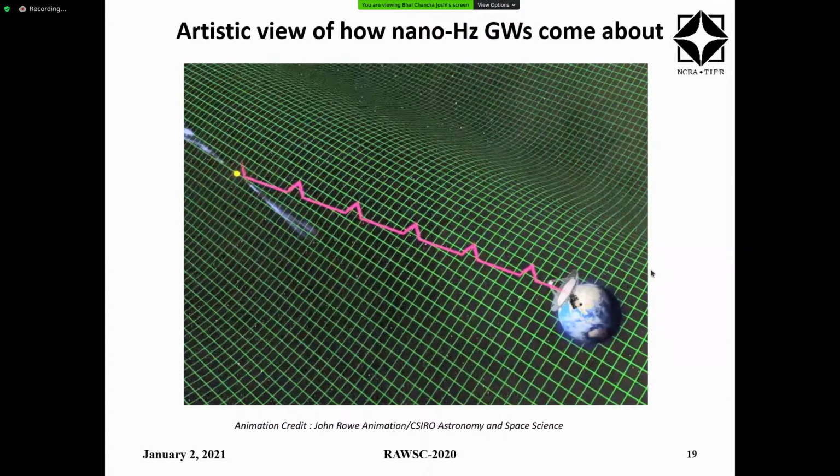And the hope is that by monitoring about 60 to 90 of these pulsars, we would detect these gravitational waves. In fact, we are coming fairly close to it. It's quite possible that in the next 3 to 4 years, we have a positive detection of these nano frequency gravitational waves.